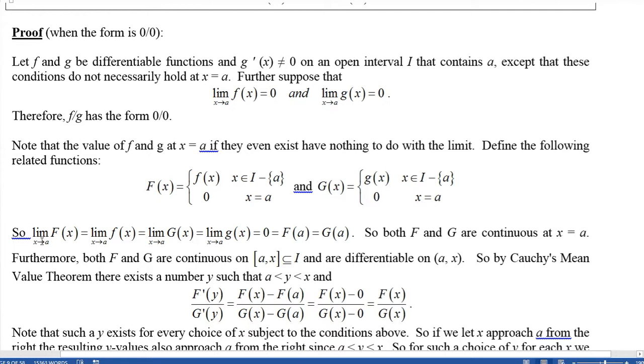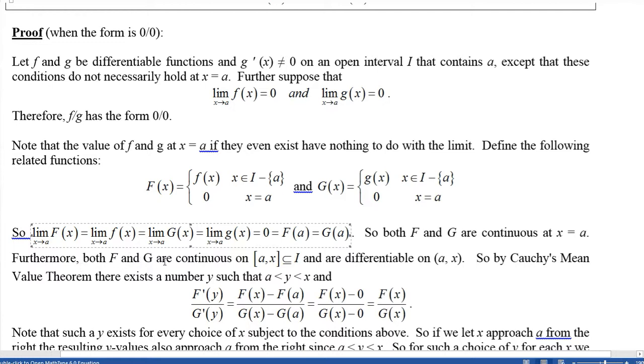So we see that the limit as x approaches a of big F of x is the same as the limit as x approaches a of little f of x, which is 0. And the limit of big G of x is the same as the limit of little g of x, as x approaches a, which is also 0. And we see that big F of a and big G of a are also 0. So all those things are 0. So, since the limit and the function values are the same, big F and big G are continuous at x equals a.